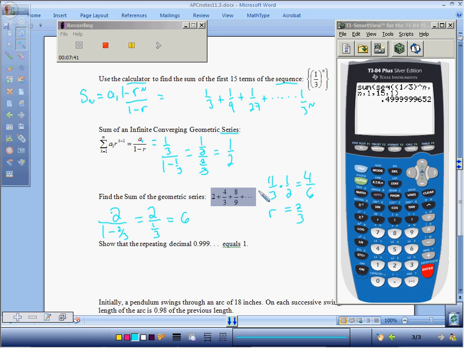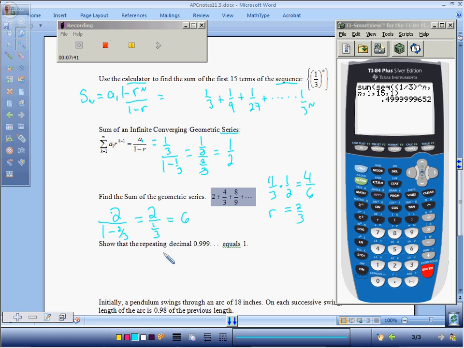And so if I added all these terms all the way to infinity, no matter how far I went, those would just add up to 6. Now, using this idea, show that the repeating decimal 0.9999 equals 1.